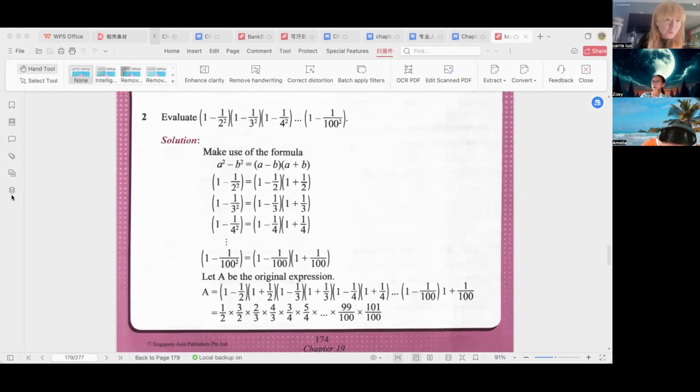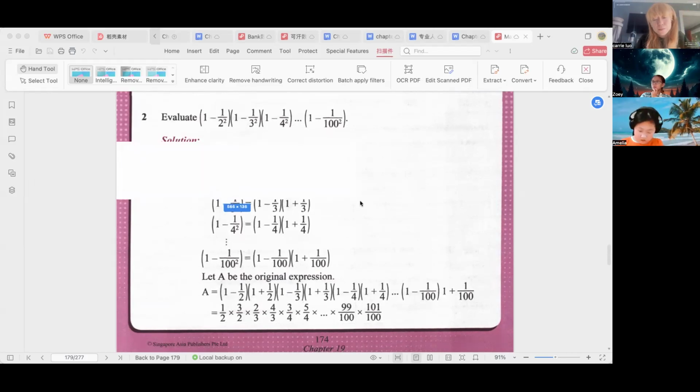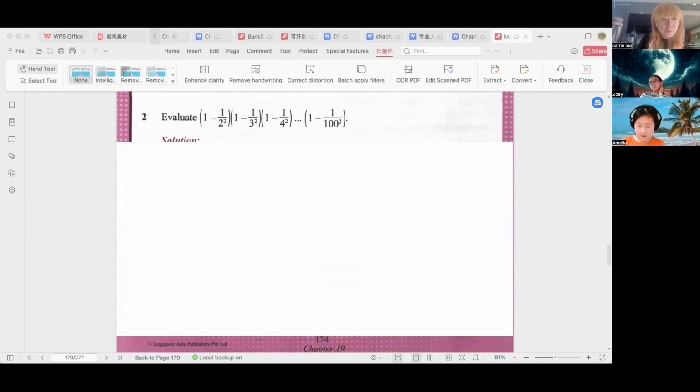Okay, so before we move forward to the next one, I'm going to teach you a one-term formula. I want you to copy this down on your notebook. a squared minus b squared equals a minus b times a plus b.